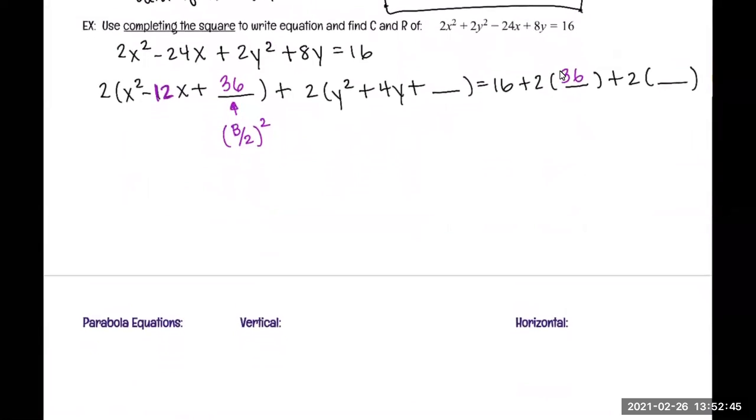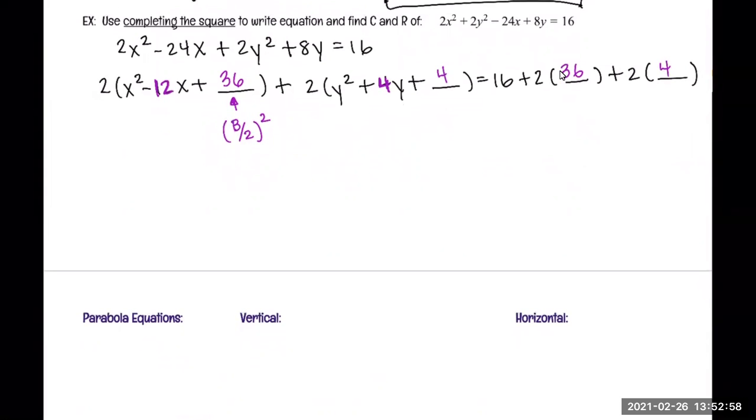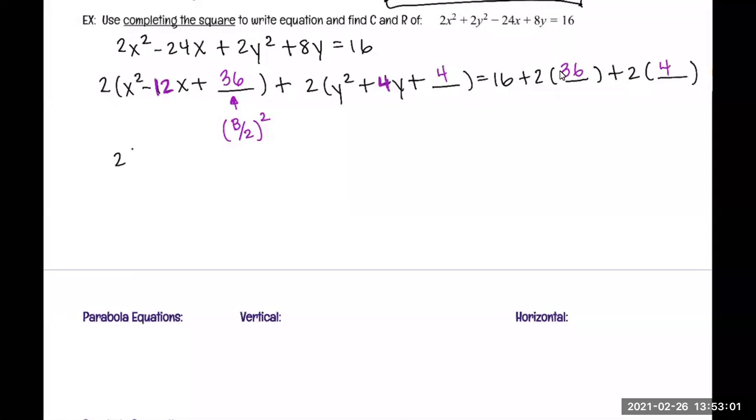We're going to do the same thing for the second blank space. My b is the 4. So 4 divided by 2 is 2, and 2 squared is another 4, and then another 4 here. Now that we completed the square, that means that we're able to factor that trinomial into a perfect square. So this factors into x minus 6 squared. This factors into y plus 2 squared. And then we just simplify the right side. 16 plus 2 times the 36 plus the 2 times 4 is 96.